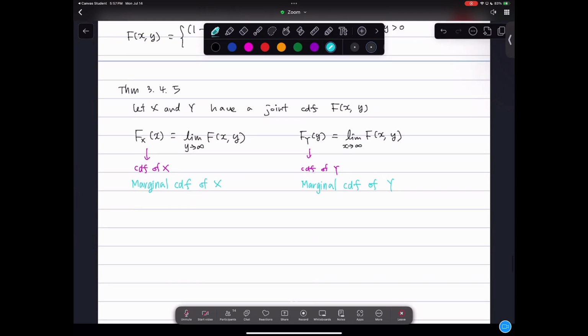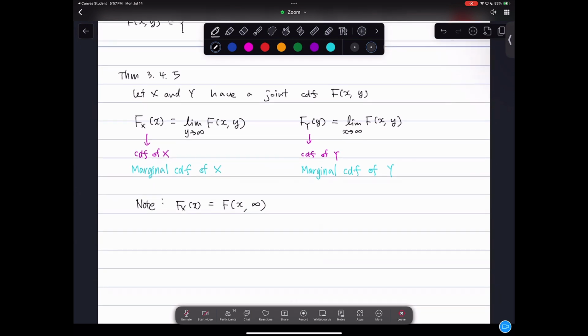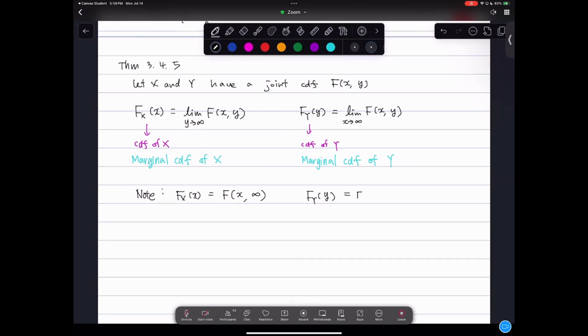So in my example, instead of writing the limit of this CDF function, we will see a notation to make it simple: since y is approaching infinity, we'll write it as F of x comma infinity. So the y value is approaching infinity in that way. Same thing with the marginal CDF of y: x is approaching infinity, so we write infinity, comma, y. So that's how it's going to be written.